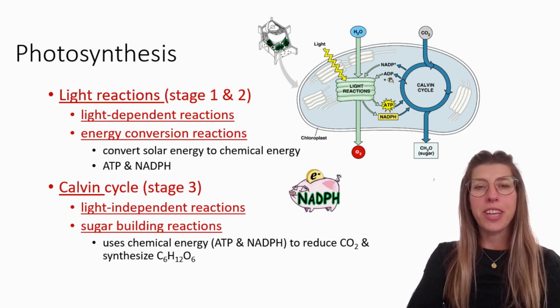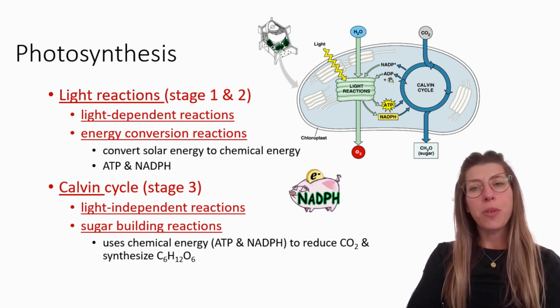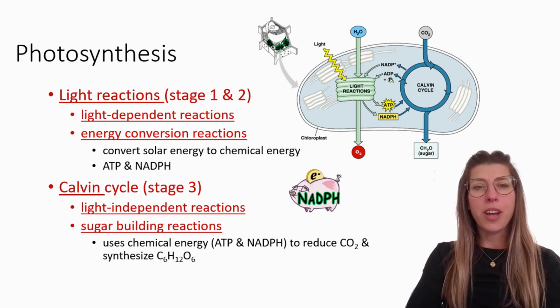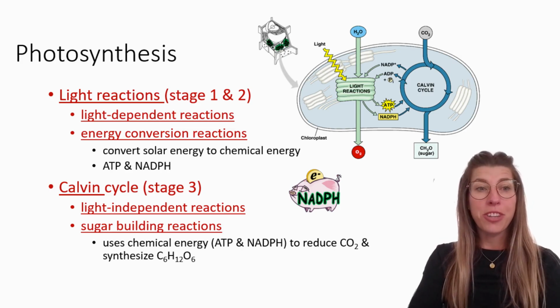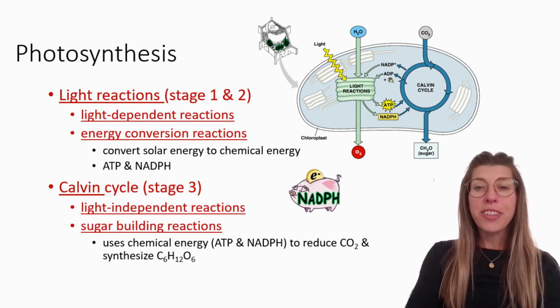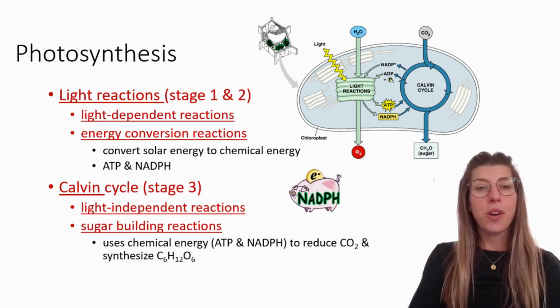Then we have the Calvin cycle, which is a light-independent reaction. It does not require light to continue forward. We call this stage 3 of photosynthesis. And this is where sugar is built, that glucose molecule. So it uses that energy that is harnessed during the light reactions, that ATP and the NADPH, to reduce the carbon dioxide that comes in through the stomata of the leaves. And this is where the synthesis of glucose occurs.